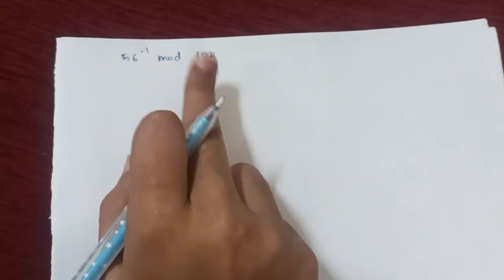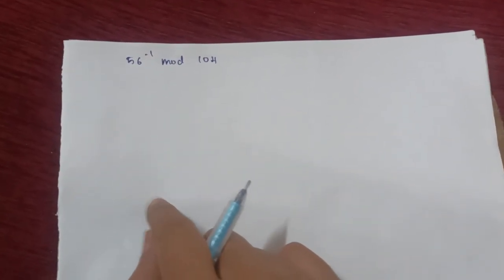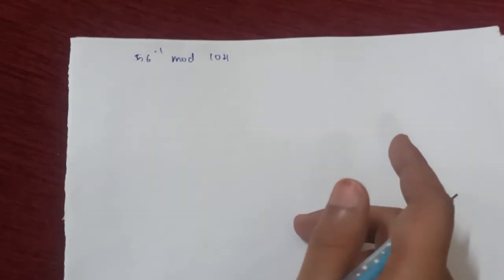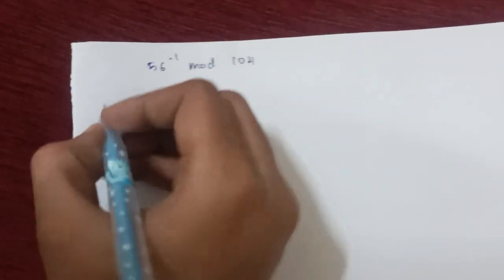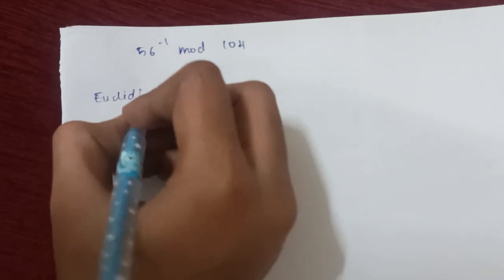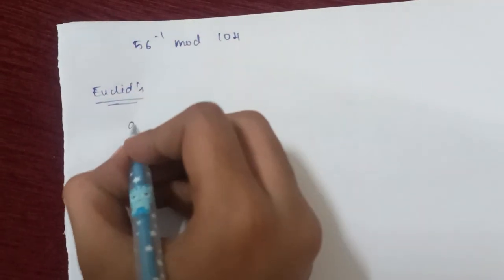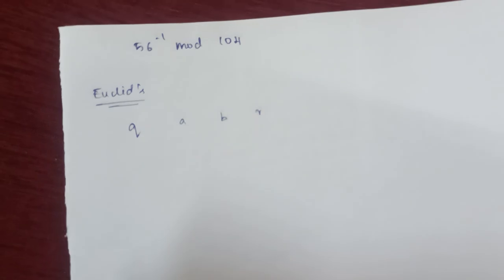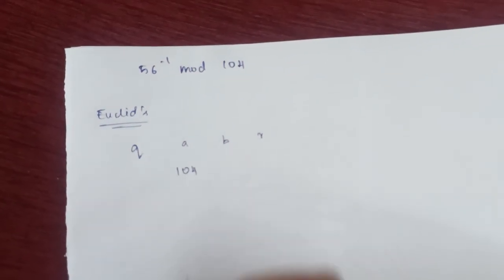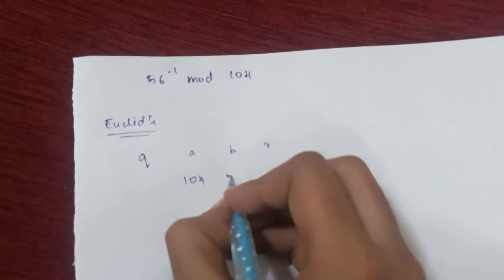For better understanding, let us have one other example to find the multiplicative inverse of 56 inverse mod 104. So all we have to do is use Euclid's algorithm first and check for its GCD. If the GCD is equal to 1, multiplicative inverse exists. Else, multiplicative inverse does not exist. So at first we can use Euclid's algorithm. So in Euclid's algorithm, Q, A, B and R will be written. Which is the greatest, 56 or 104? 104. So 104 is initialized to A, and then B is 56.